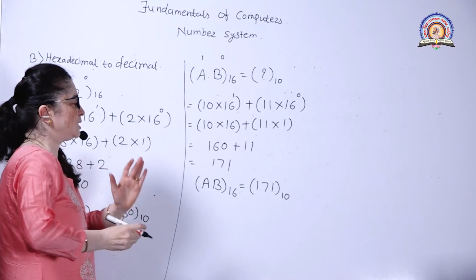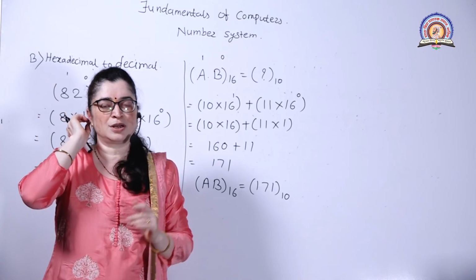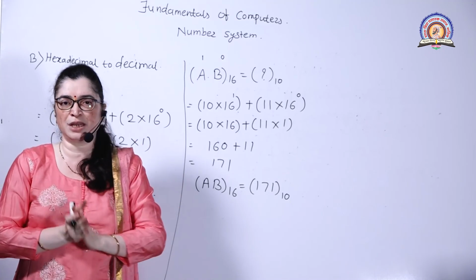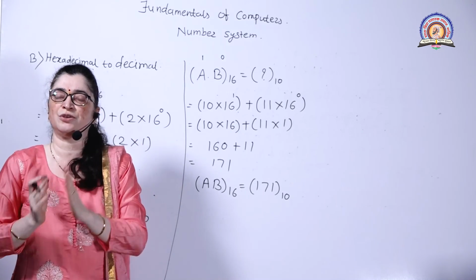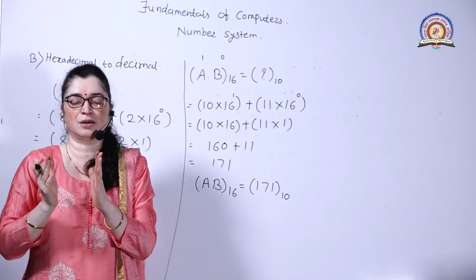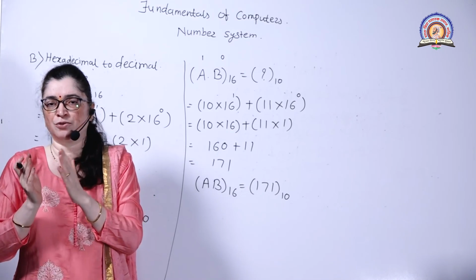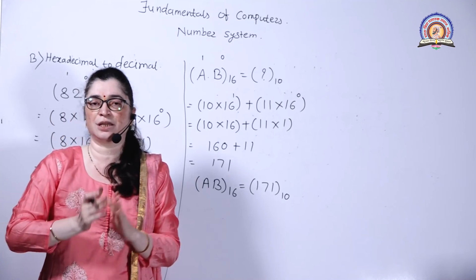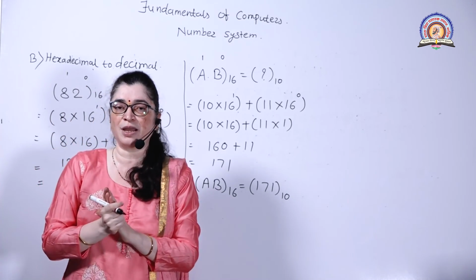Okay. So this is all about our number system. When there is a conversion from decimal to any other number system, we have to divide by the corresponding base. Means for octal, we have to divide by 8. For hexadecimal, we have to divide by 16. And for binary, we have to divide by 2.